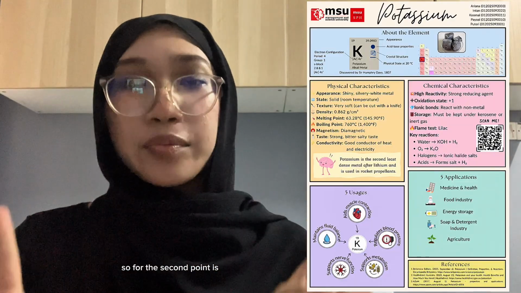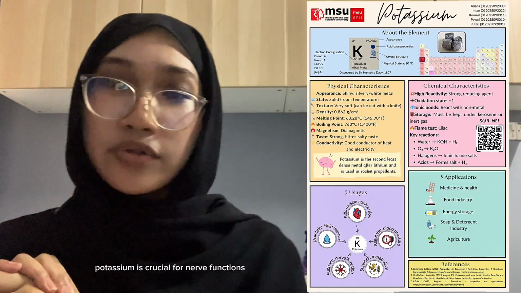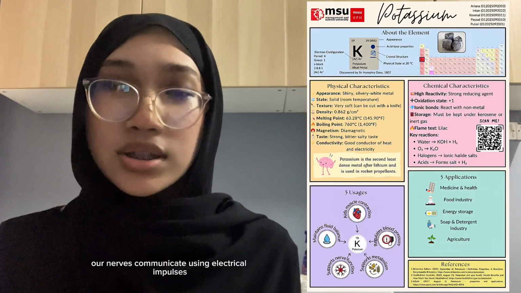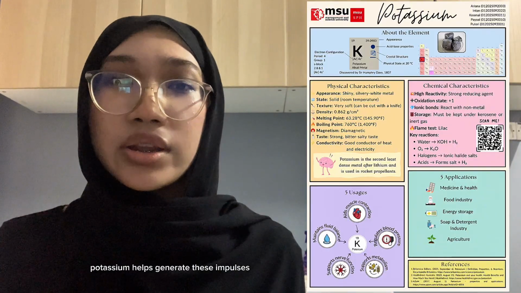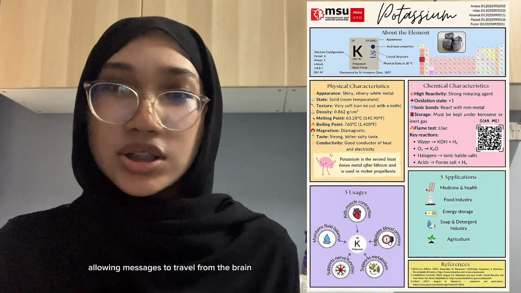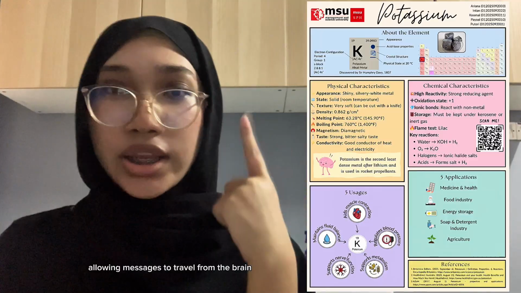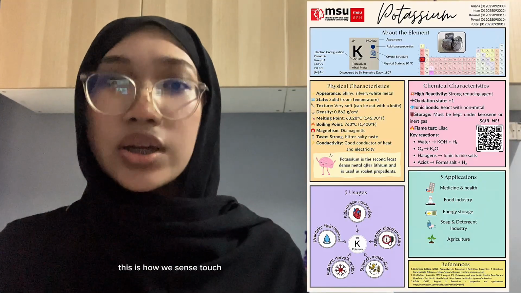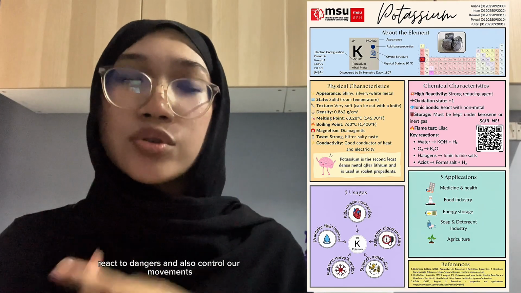The second point is potassium is crucial for nerve function. Our nerves communicate using electrical impulses. Potassium helps generate these impulses, allowing messages to travel from the brain to the rest of our body. This is how we sense touch, react to dangers, and also control our movements.